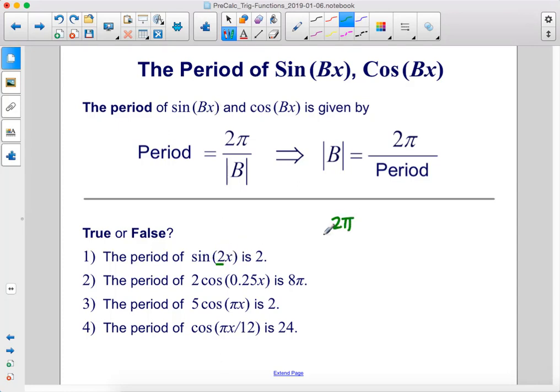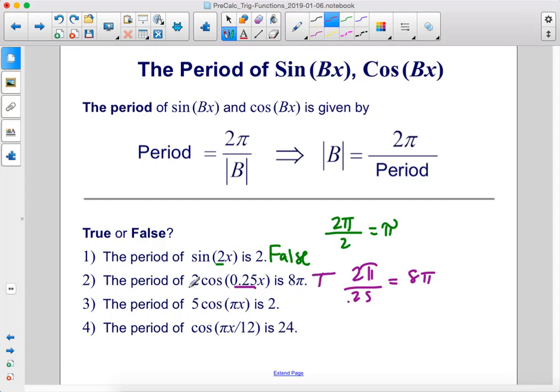We have 2 pi over b, which in this case is 2 pi over 2. So the period of sine 2x is pi, not 2. So this one is false. Next, we have the period of 2 cosine 0.25x. Well, b is 0.25, so the period is 2 pi over b, which is 2 pi over 0.25. So that is 8 pi. So this is true.